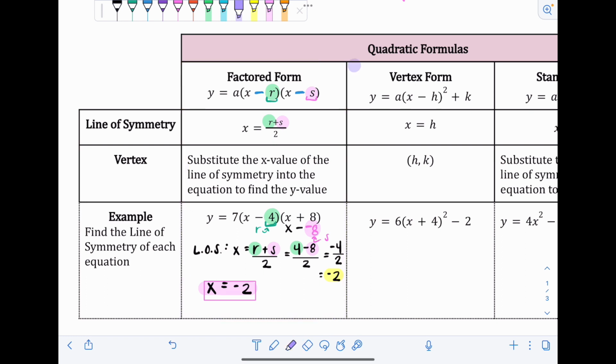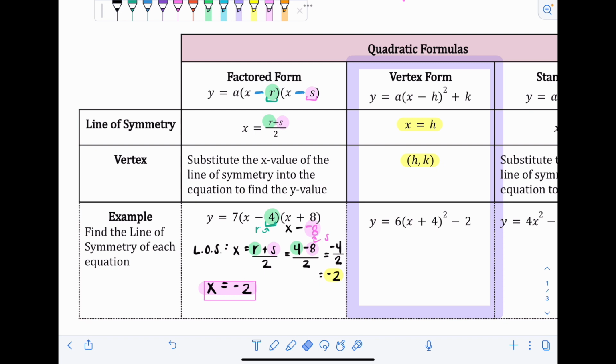Okay, moving on to vertex form, the one in the middle of our table. So vertex form is y equals a times x minus h squared plus k. The line of symmetry, its formula is x equals h. Sounds a little bit easier than when it's in factored form where we have the r plus s over 2. And the vertex from vertex form is (h, k). It's why it's called vertex form, because it's usually faster to find the vertex from that formula.